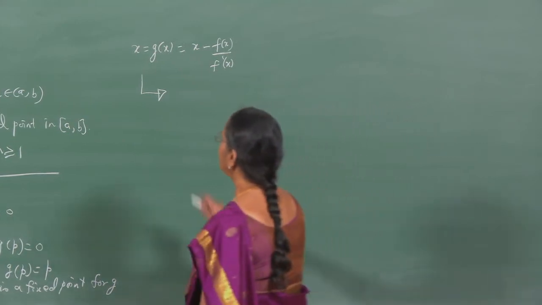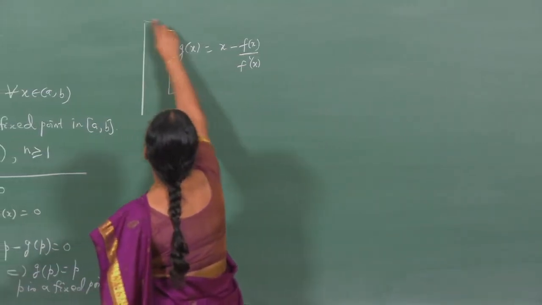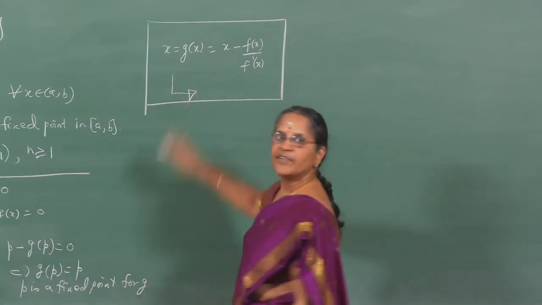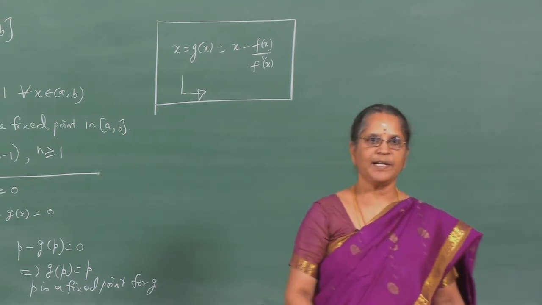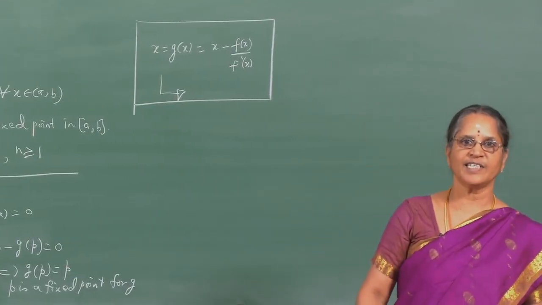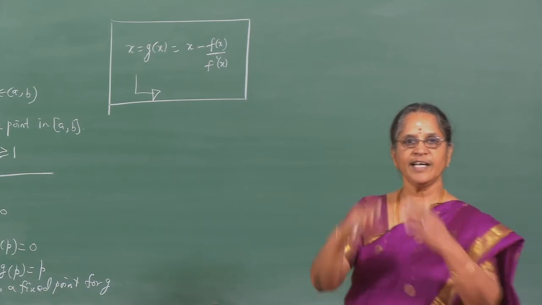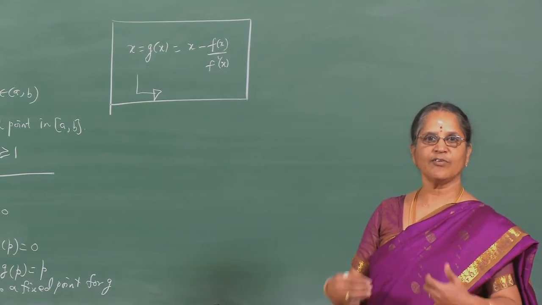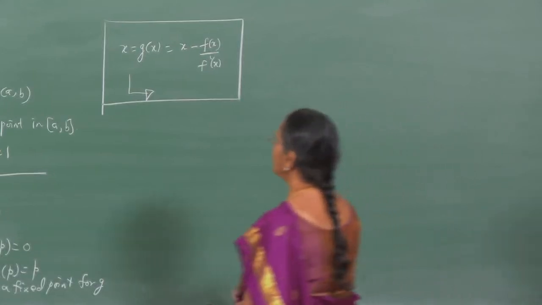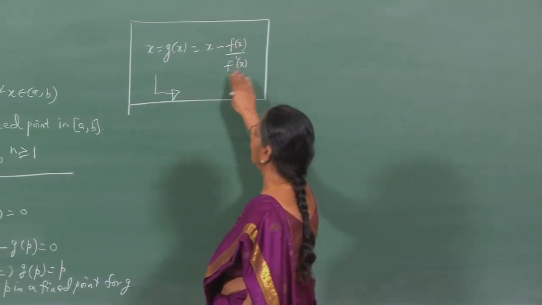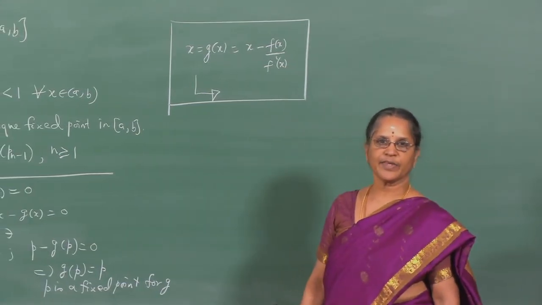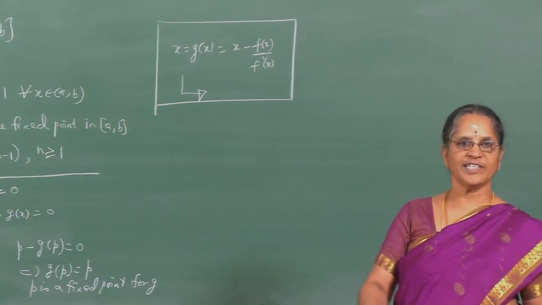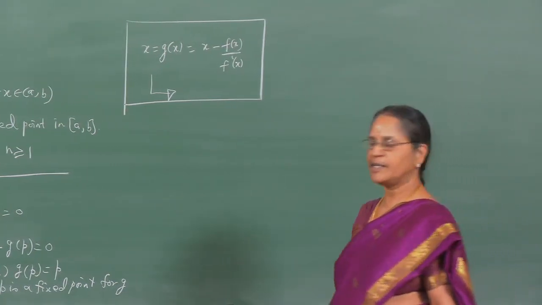So, we would like to look at this form in this class and see whether this method converges rapidly and what is the order of convergence of this method when we rewrite the given equation f of x is equal to 0 in the form x is equal to g of x, where g of x is given by x minus f of x by f dashed of x. So, before doing all this, let us define the order of convergence of a fixed point method.